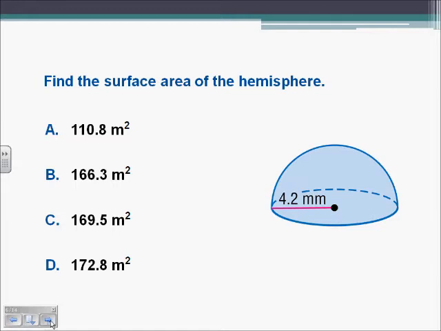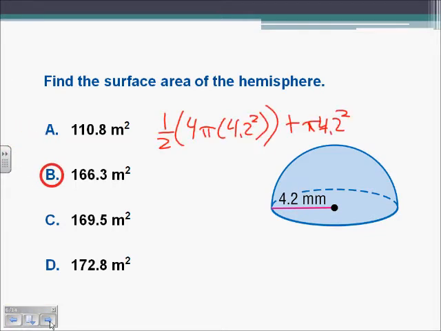Here we're asked to find the surface area of a hemisphere. So we just plug that into our formula. We know a hemisphere is half a sphere, so we've got 1/2 of 4 times pi times 4.2 squared. But then since it's a hemisphere, we know we have to add on that bottom surface of the circle, so we add on the area of a circle. So we add on pi times our radius, which is 4.2, and we square that. When we multiply those out, we're going to get approximately 166.3 meters squared.